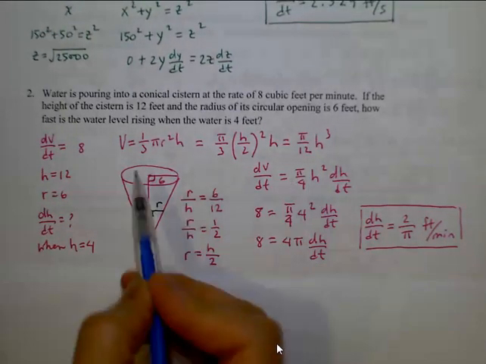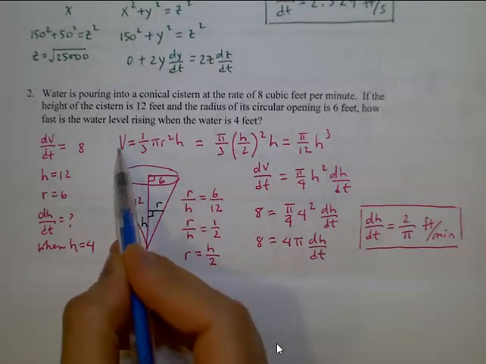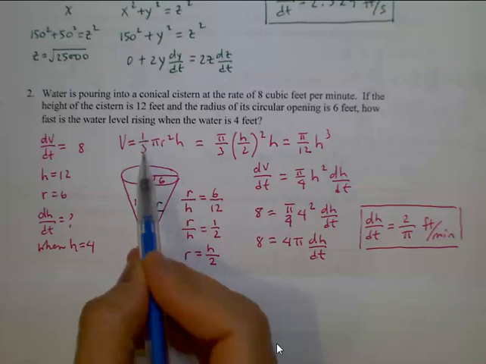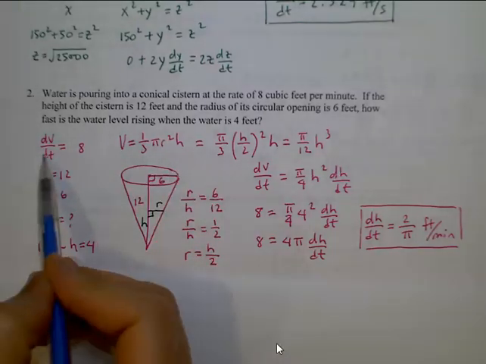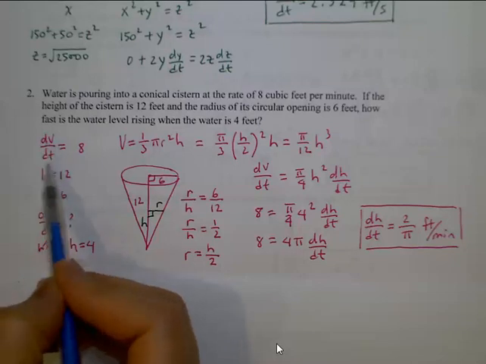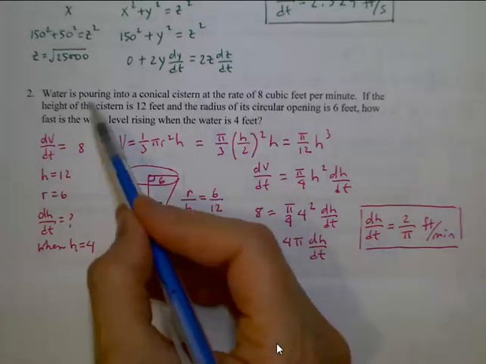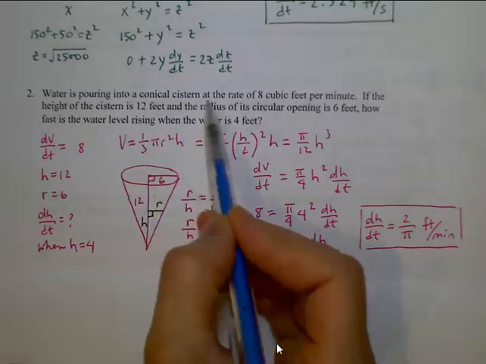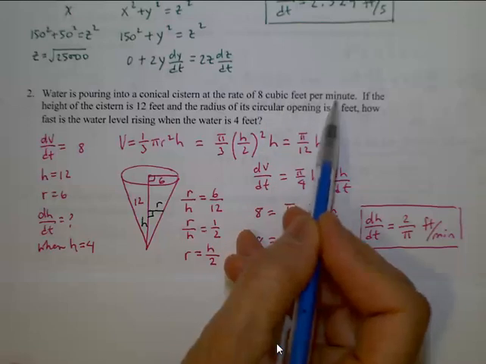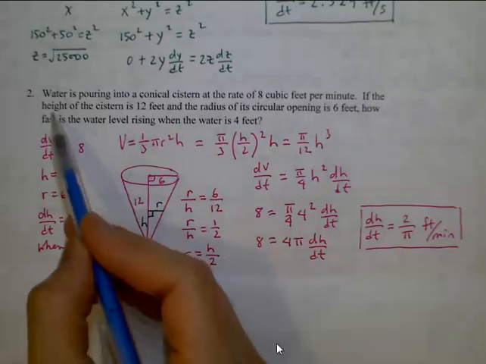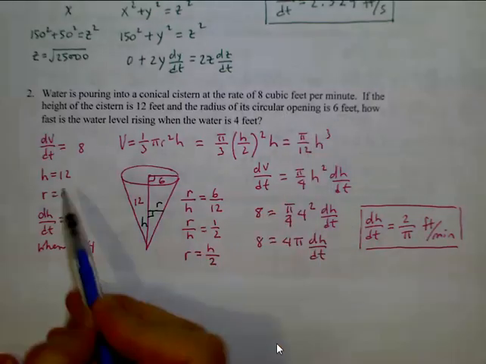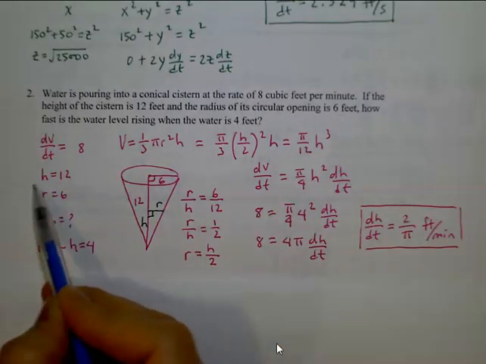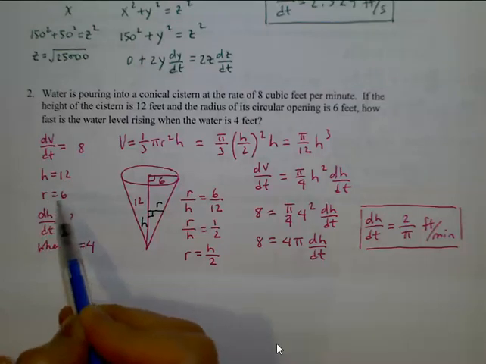So first of all, I'm going to start off with the volume of a cone, which is 1/3 pi r squared h. And then the other information is dV/dt is equal to 8, since it says that the water is pouring into a conical cistern at the rate of 8 cubic feet per minute. Then if the height of the cistern is 12 feet and the radius of its circular opening is 6 feet, that would be something that is not changing. So h is equal to 12 and r is equal to 6.